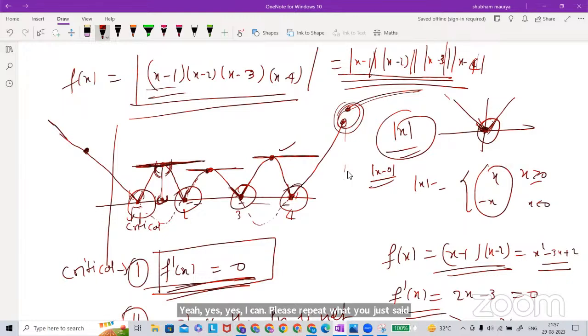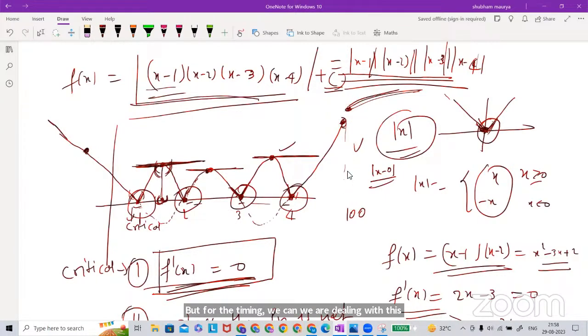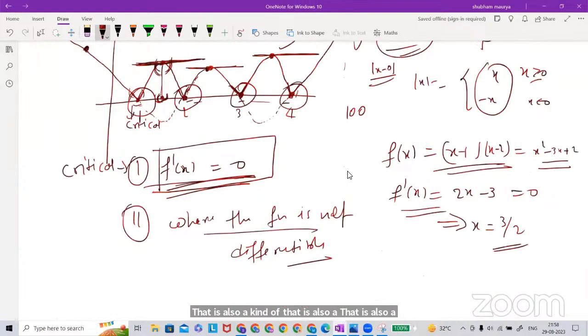I'm saying, suppose here, let's say at 100, this is the function we have. I just added some function here. I don't know what it is, but I just assume that the graph is like this. There is a break happening. At a break, you know that it is not continuous, and even the limit does not exist. There, the function is not differentiable. So this is also a critical point if there is a break. But for the time being we are dealing with this function, so we are not going to discuss it. Where the function is not differentiable, those are also critical points.